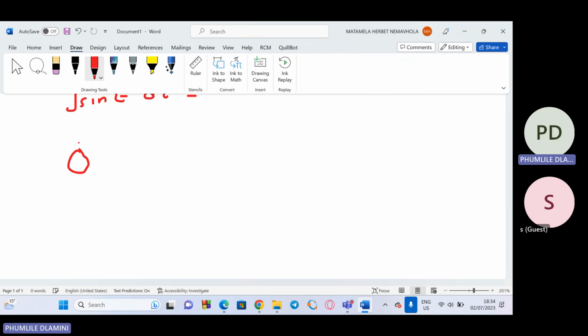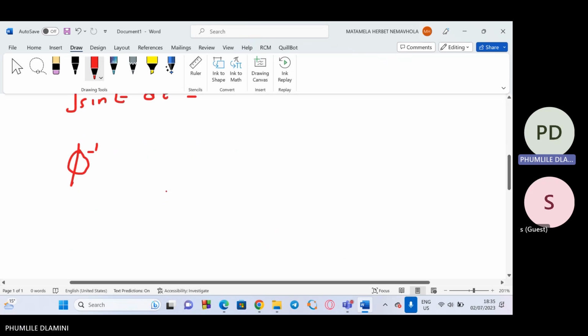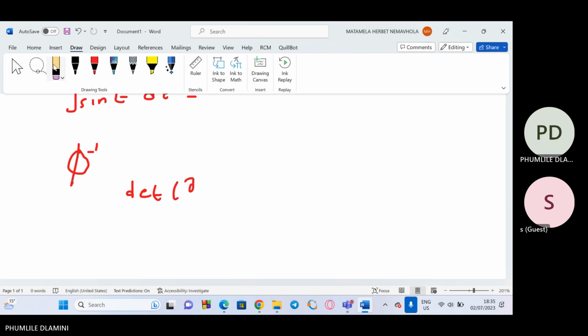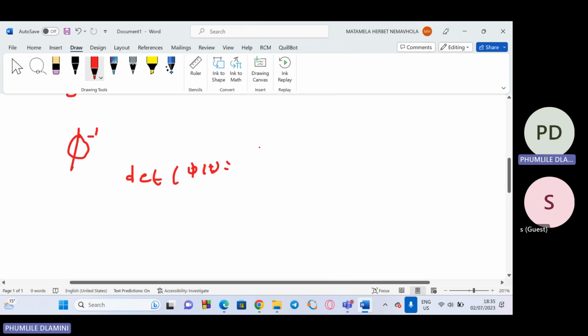So to find the inverse, we will first have to determine the determinant of this matrix, the one we just got. To get the delta, the determinant of q of t, we take the absolute value of everything there.